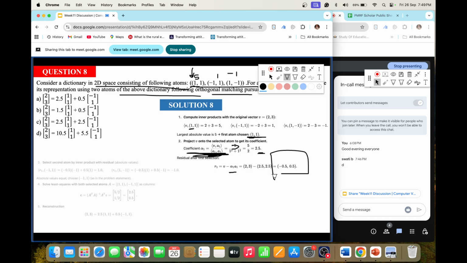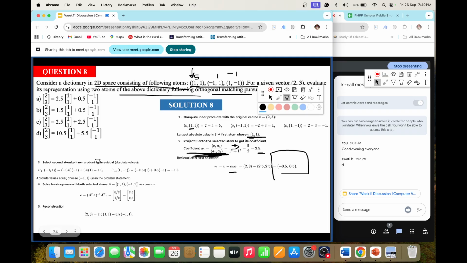Once you have the residue, you check all 3 atoms against this residue, and see for which you get the maximum. Here one is coming 1 and the other is coming -1, so definitely you will select -1 comma 1 as your second atom. After this it is very easy. You just compute (A transpose A) inverse A transpose into V, and by this you can get your answers.